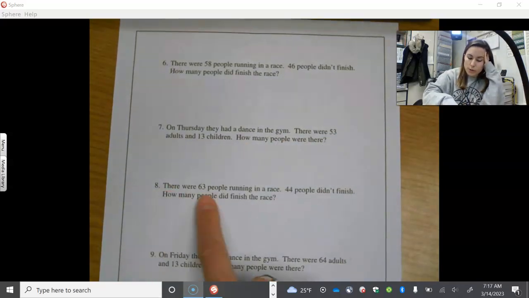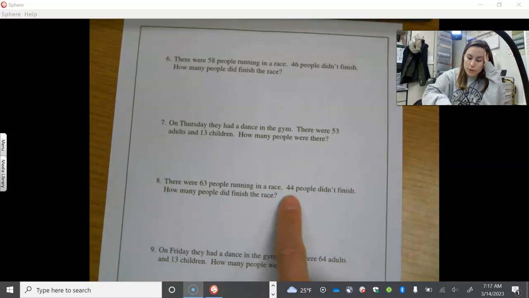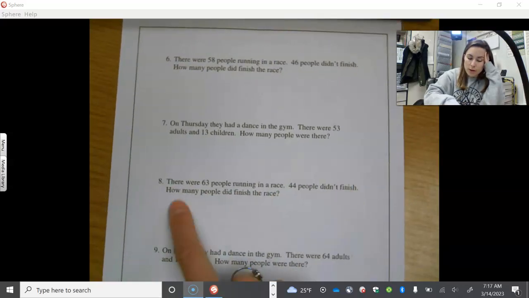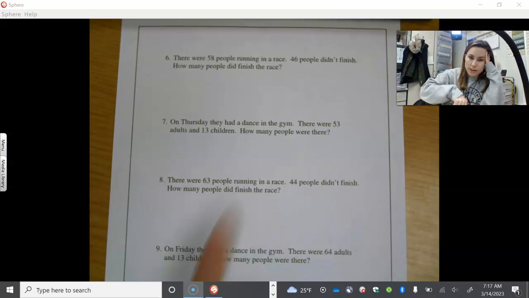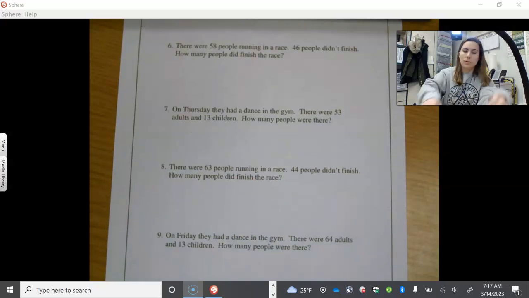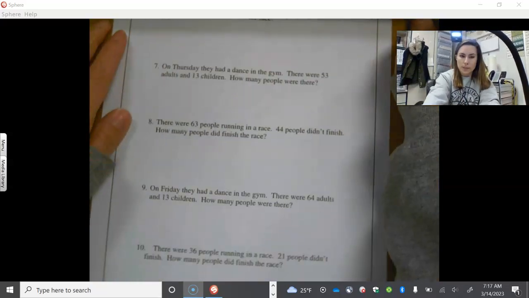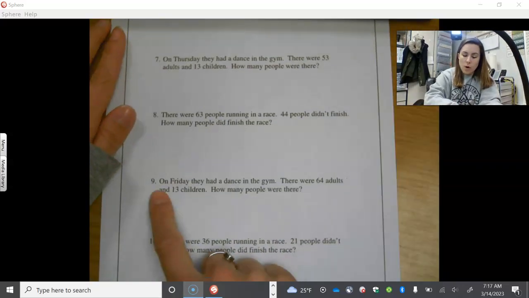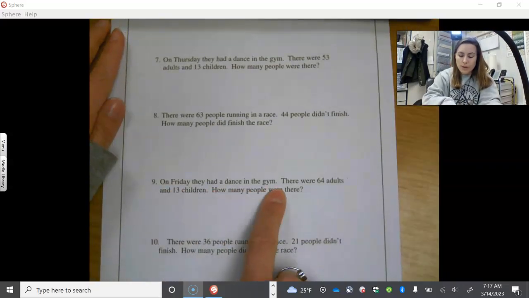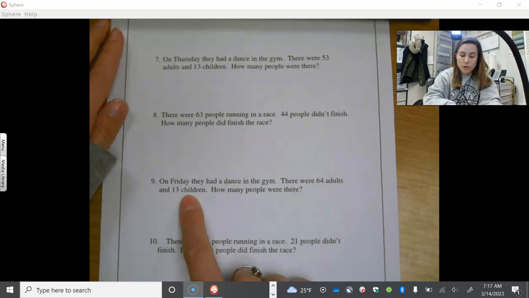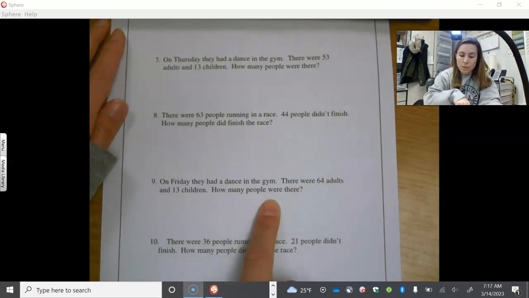Number 8, there were 63 people running in a race. 44 people didn't finish. How many people did finish the race? Number 9, on Friday they had a dance in the gym. There were 64 adults and 13 children. How many people were there?